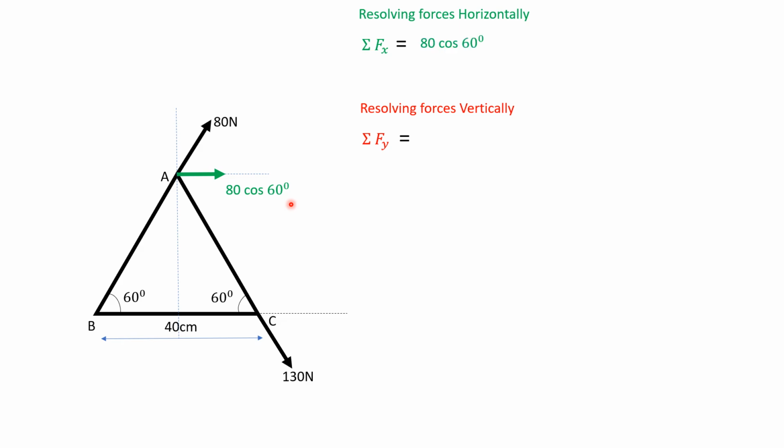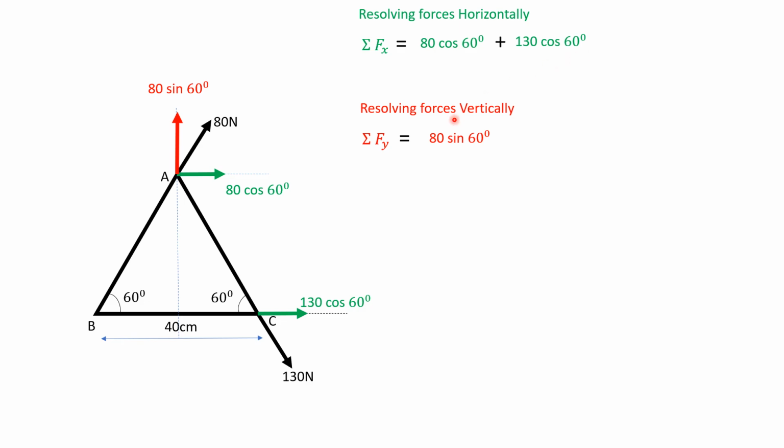Resolving this force horizontally and vertically, the horizontal resolution will be 80 cos 60 degrees, directed towards positive x-axis. So plus, resolving this force vertically, it will be 80 sin 60 degrees, directed to positive y-axis. So plus, next resolving this force horizontally, it will be 130 cos 60 degrees directed to positive x-axis.